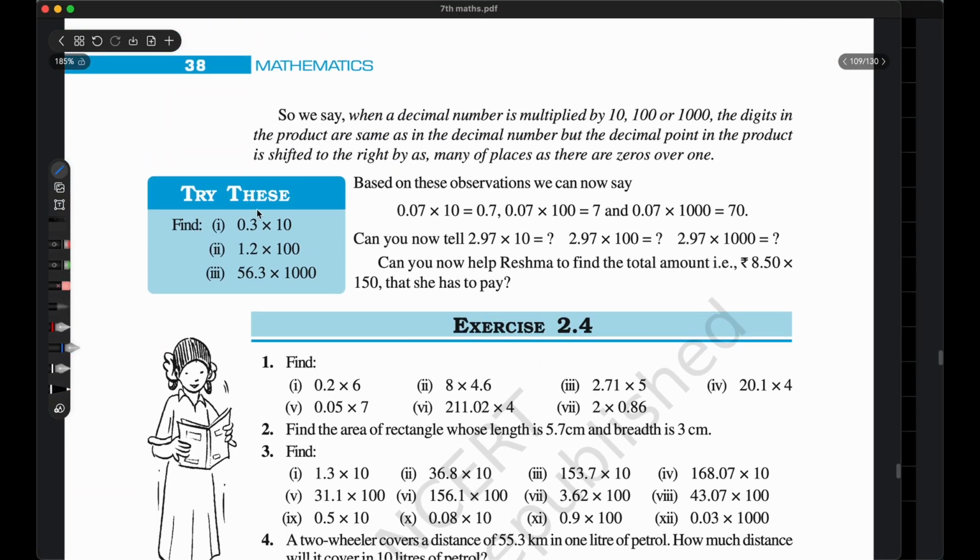Let us solve this. Try this. For the first one, the decimal shifts right by 1 digit because of 10. So the answer will be 3.0 or 3.